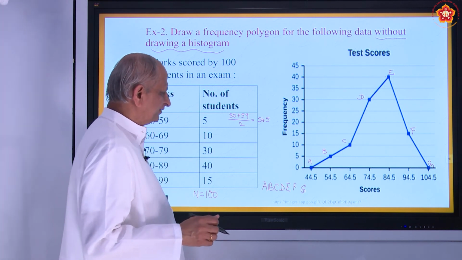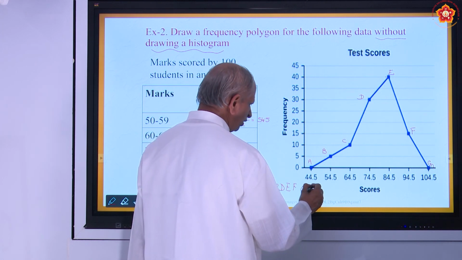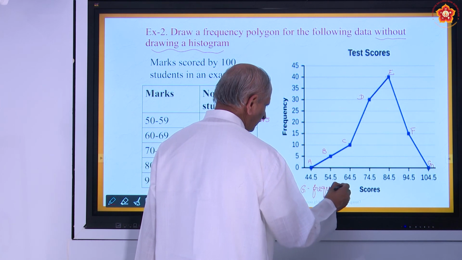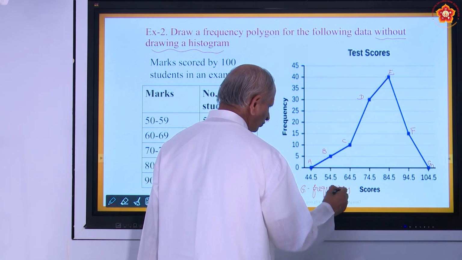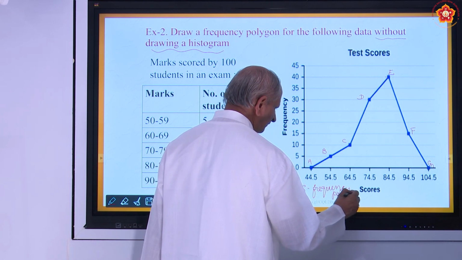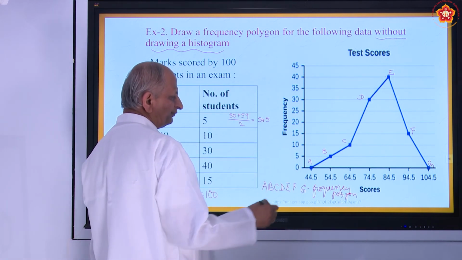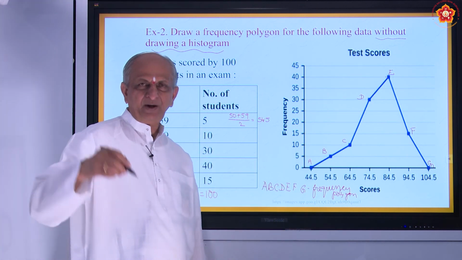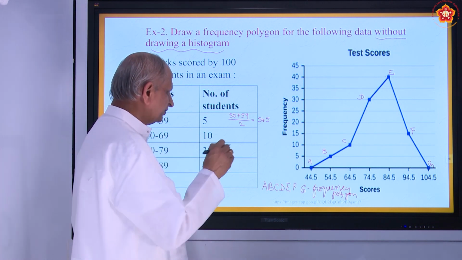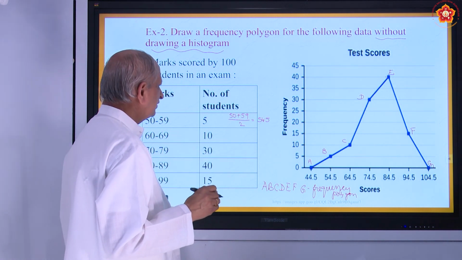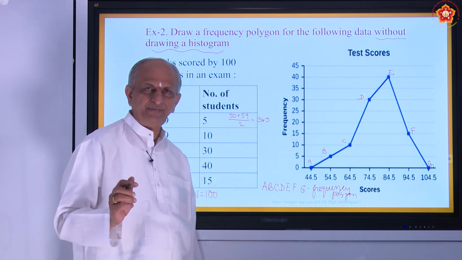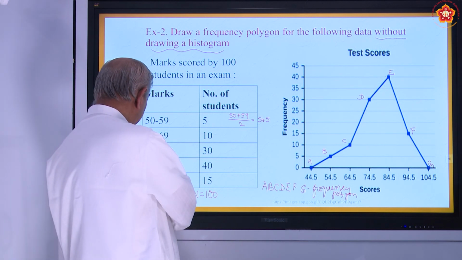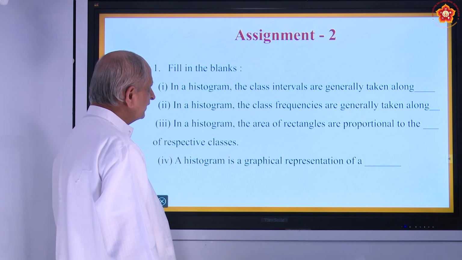Here the speciality is that we are not using a histogram. How do you mark it? We marked it with the midpoints of every class interval, and those midpoints are joined. Then we get what is called a frequency polygon. I think all of you understood this. You work it out yourself. Now we will see some assignment.